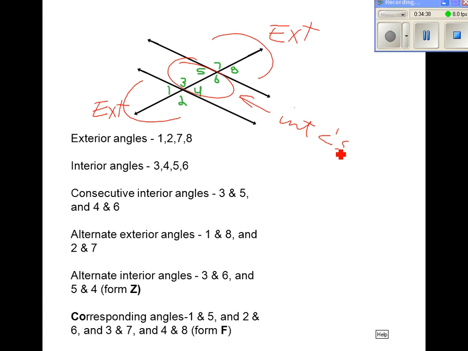Now, notice, as you write down the rest of these, math people, real creative. Guess why they call these consecutive interior angles? Because they're consecutive angles on the interior. Guess why they call these alternate exterior angles? Because they alternate sides and they're on the exterior, outside of it. Exactly. So don't make this harder than it is.